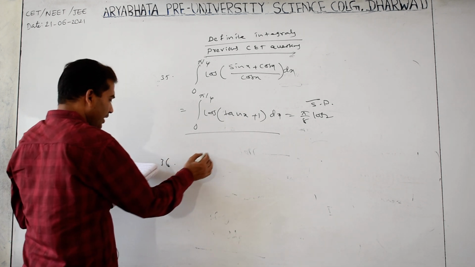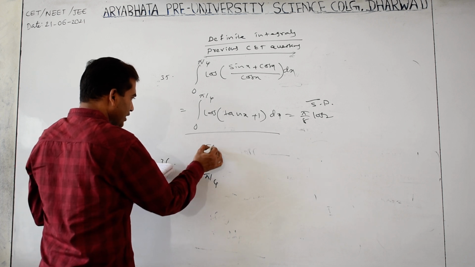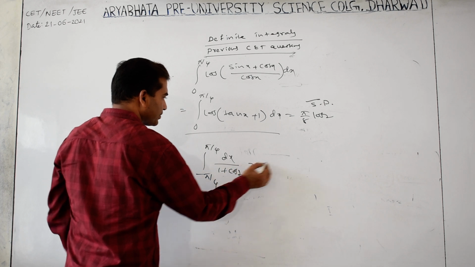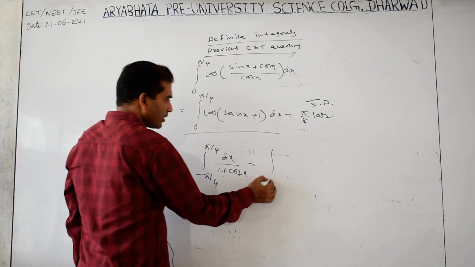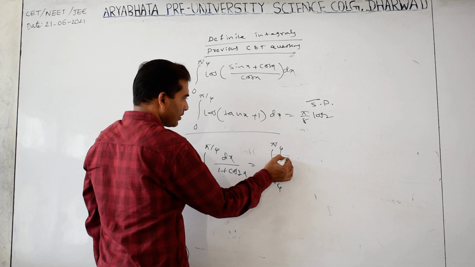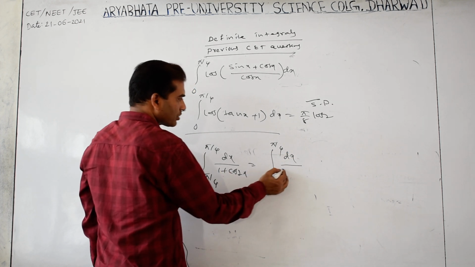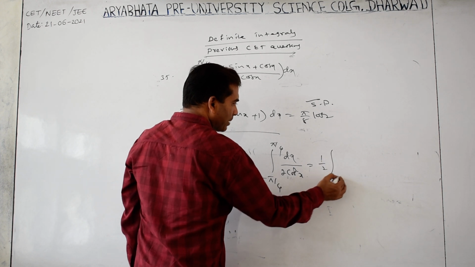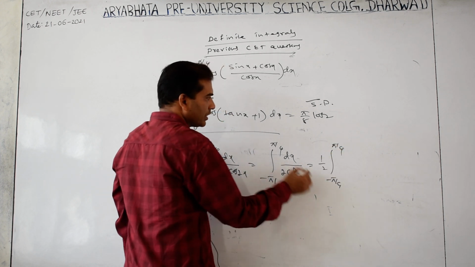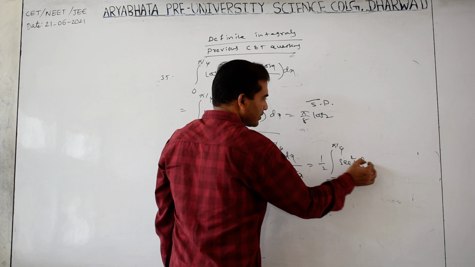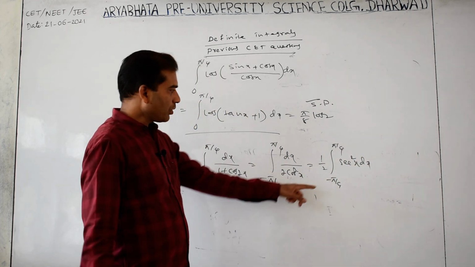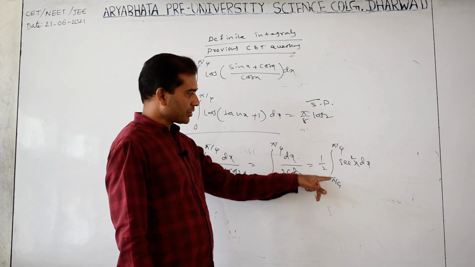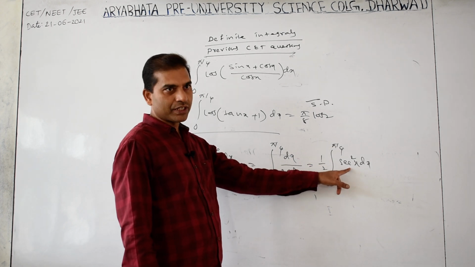Question 36. Integration of minus pi by 4 to plus pi by 4 dx by 1 plus cos 2x. It's very easy. 1 plus cos 2x equals 2 cos square x. Then it is 1 by 2 integration from minus pi by 4 to plus pi by 4 secant square x dx. Here the lower and upper limits are the same with opposite signs. In such a case, we should verify whether it is even or odd.